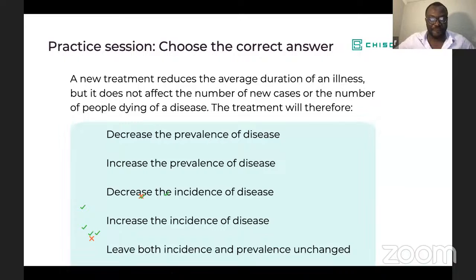All right, so I've been talking, so this is your time. This is the pop quiz to test whether you have been following along with all we've discussed so far. A new treatment reduces the average duration of an illness, but does not affect the number of new cases or the number of people dying of a disease. The treatment will therefore what? Is it A, B, C, or D? You can type your answer into the chat box. Let's see, how do I see these answers?